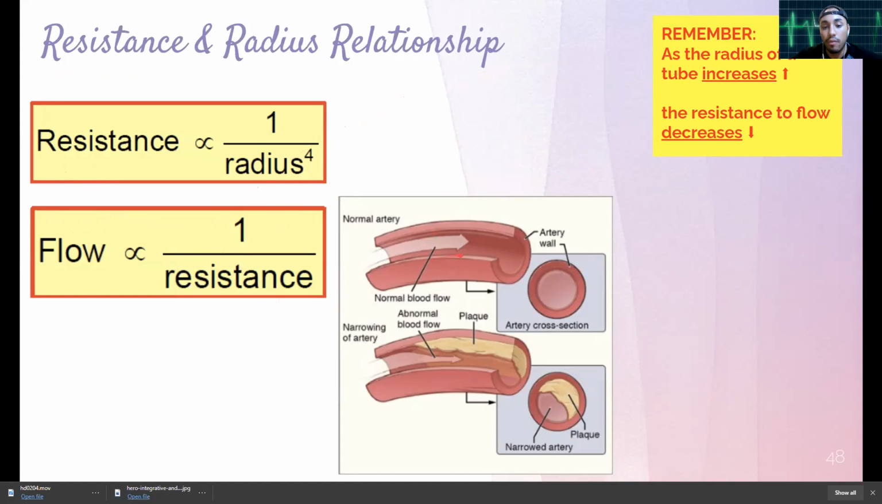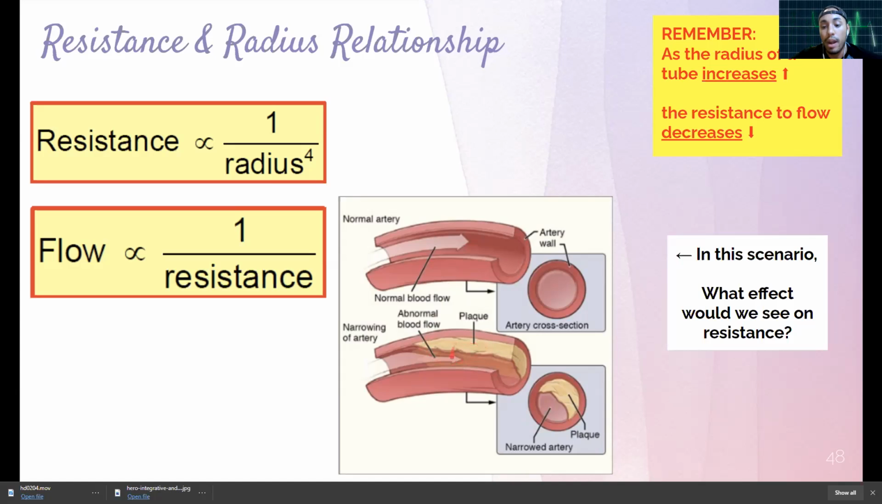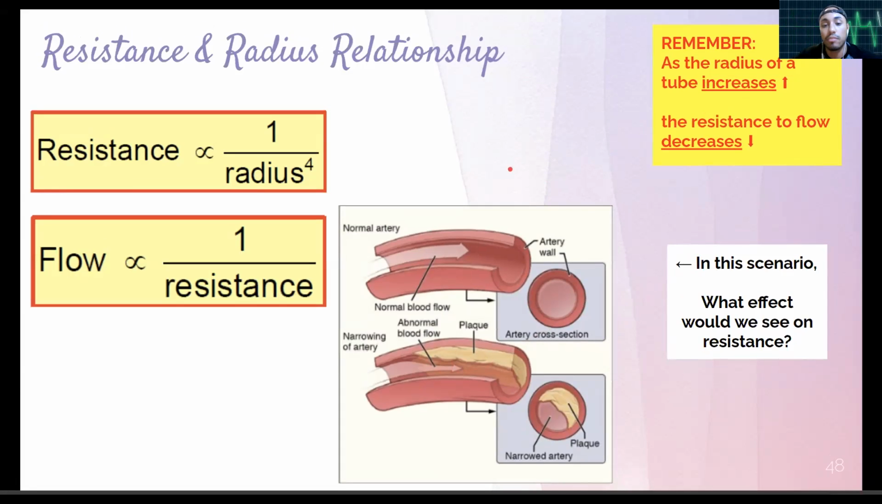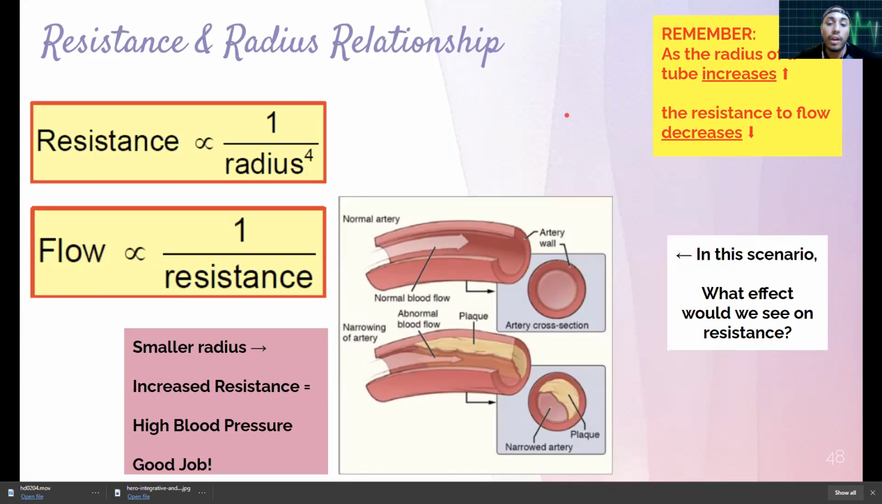In this scenario, we've got an artery that's becoming more narrow, or essentially the radius is getting smaller. If the radius is getting smaller, what effect would we see on the resistance? Anybody can blurt out the answer, or type in the chat. So smaller radius, what effect would we have on resistance? And yes, I see some correct answers here. Yep, you're correct. Smaller radius is increased resistance, and essentially that leads to high blood pressure. We're trying to make those connections, okay?